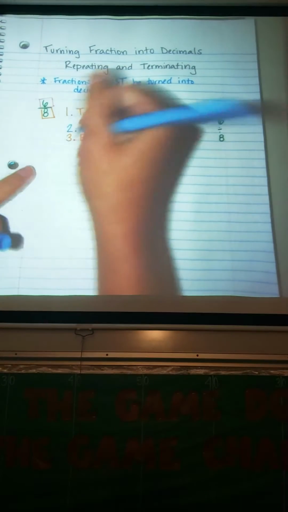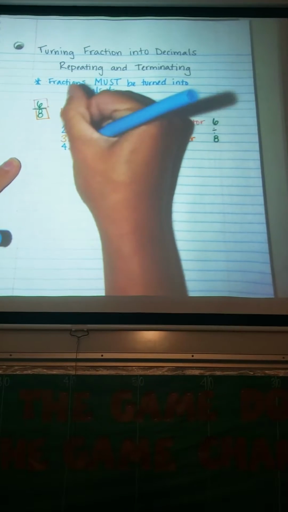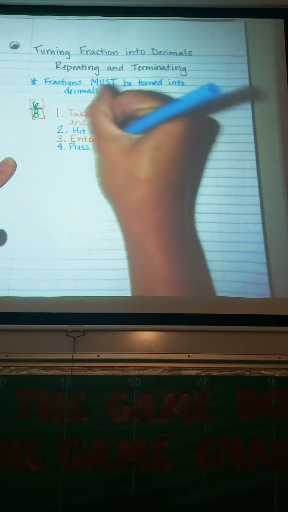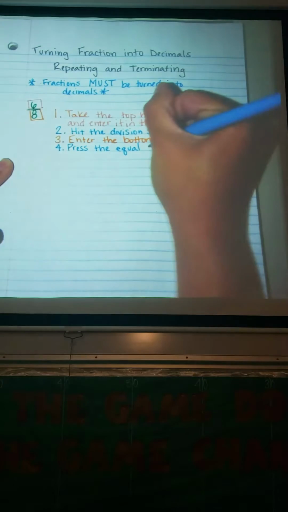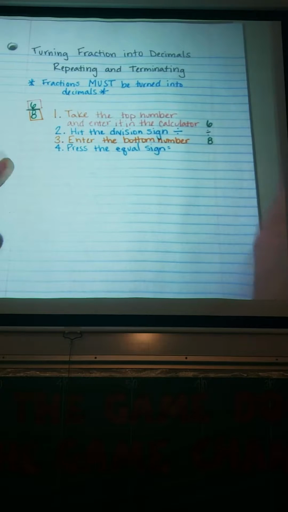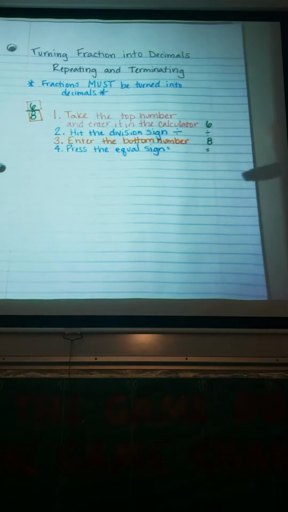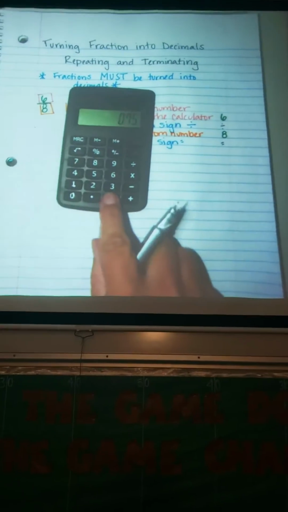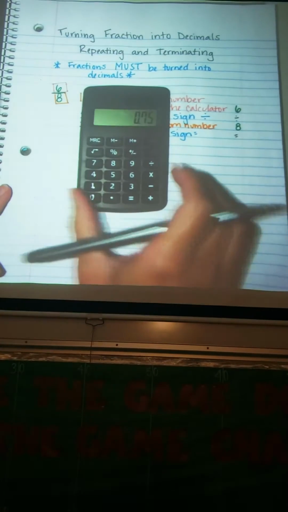My fourth step is to press the equal sign. Okay, I'm going to press equals. I want to know, what does this equal? And now I have my decimal, okay?